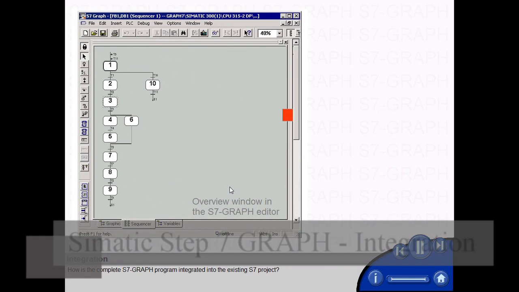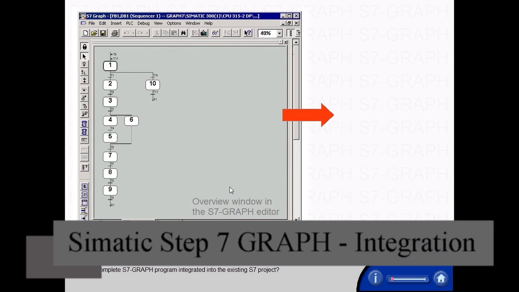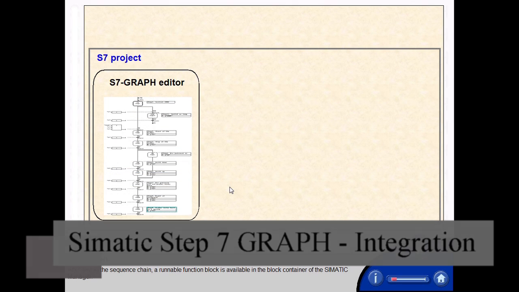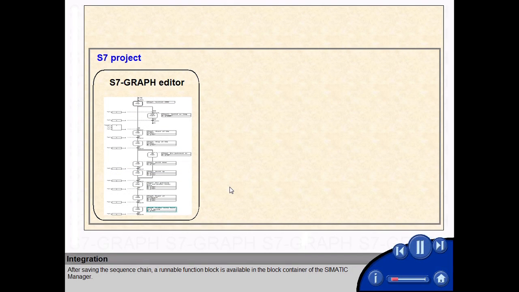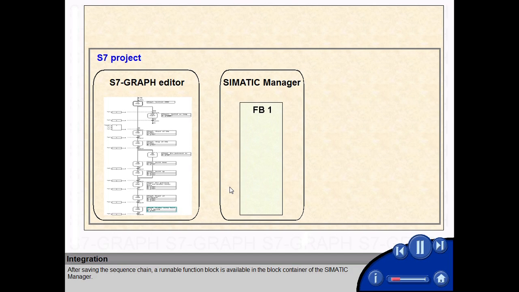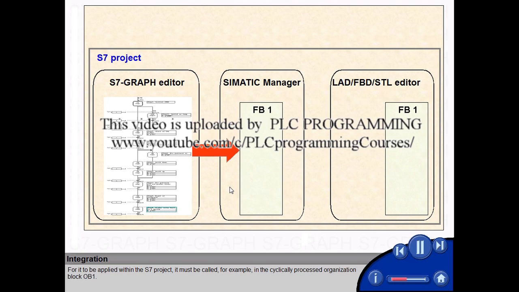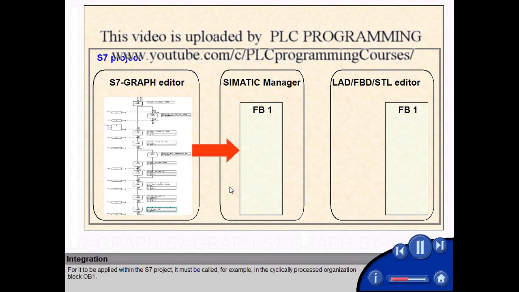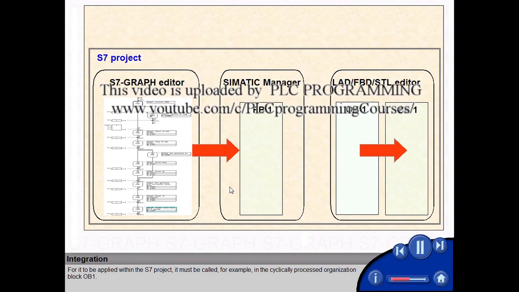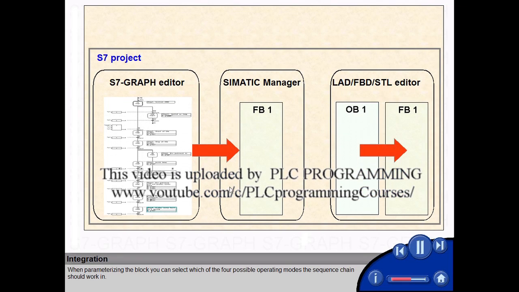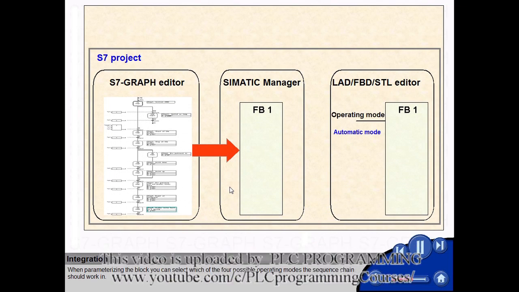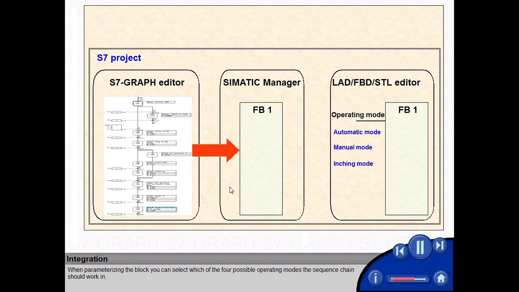How is the complete S7 graph program integrated into the existing S7 project? After saving the sequence chain, a runnable function block is available in the block container of the SIMATIC manager. For it to be applied within the S7 project, it must be called, for example, in the cyclically processed organization block OB1.